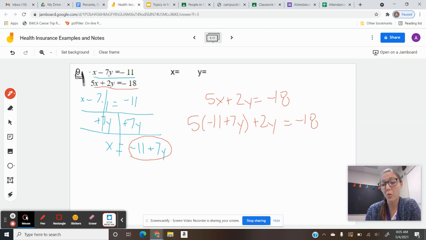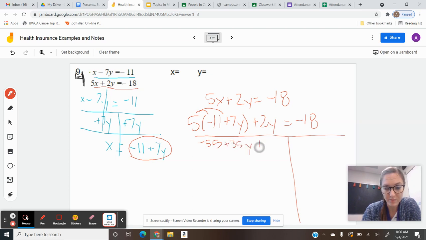So now I only have one variable. I'll have y equals some plain Jane number as my answer once I solve for y in this equation. So I'm going to go ahead and start by distributing the numbers here. So 5 times negative 11, negative 55, plus 35y plus 2y equals negative 18.